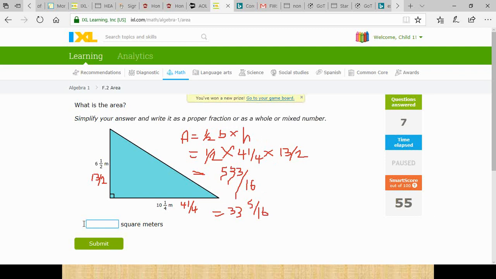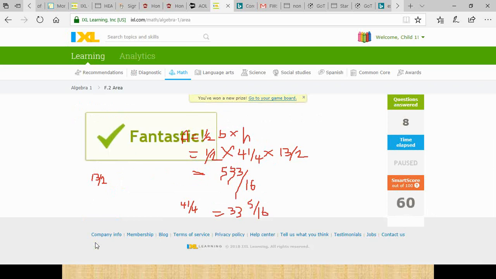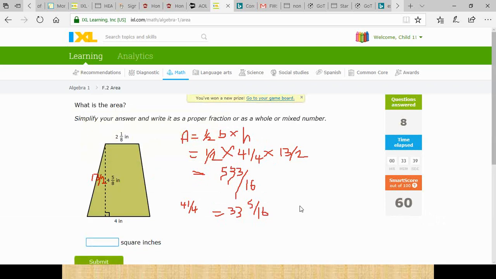Did you see how I got that? All right, so that's 33 and 5 over 16.